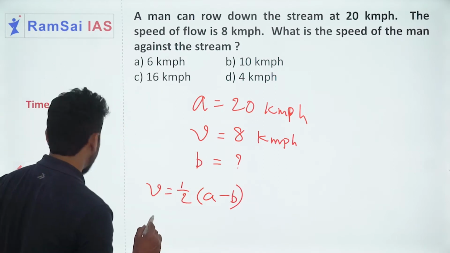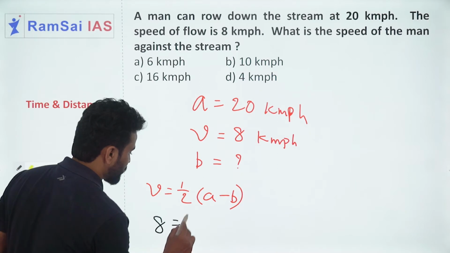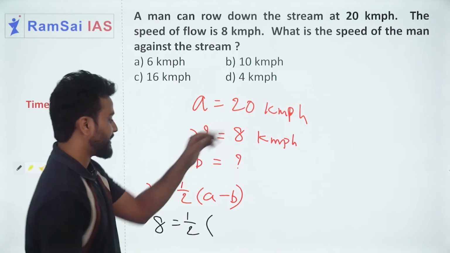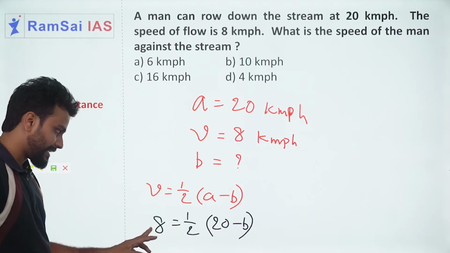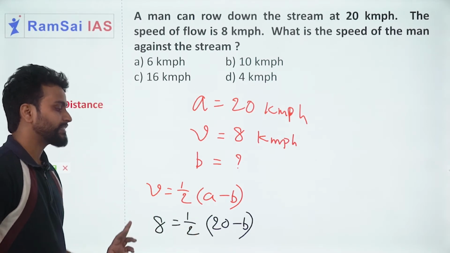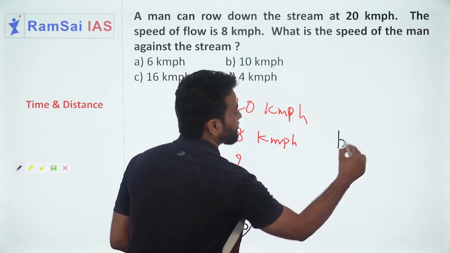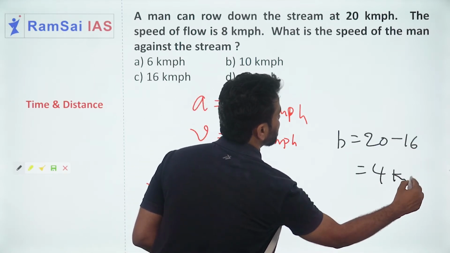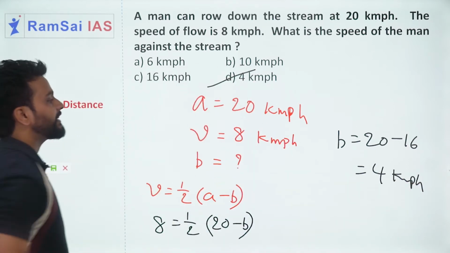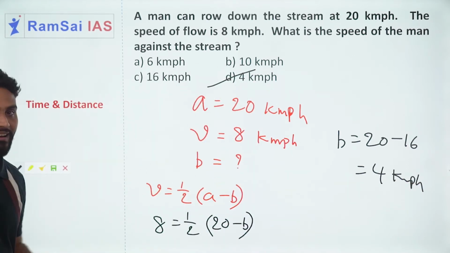V equal to 8, and this 8 equal to half of A minus B, 20 minus B. B we need to find out, right? If I take the half to the other side, it will be 8 into 2, 16. So, B equal to 20 minus 16, that equals 4 km per hour. So, option D, 4 km per hour, will be the answer.